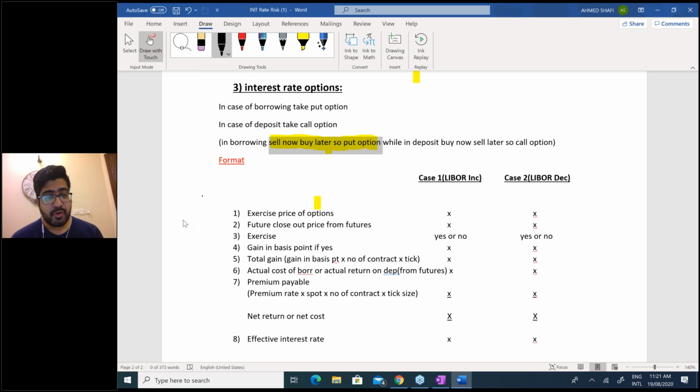Now, my formats are strictly in line with examiner marking schemes. So if in FRA you just write those two steps, actual cost of borrowing or return on deposit and gain or loss due to FRA, that's it, you get marks. Obviously, correct answer marks. Then in interest rate futures, you have to show 7 steps. If you write those 7 steps and solve each and everything, you get marks. And in case of interest rate options, you have to make these 2 heads of increased case and decreased case and write these 8 things. Once you get these 8 things correctly, add this correctly, your answer is okay.